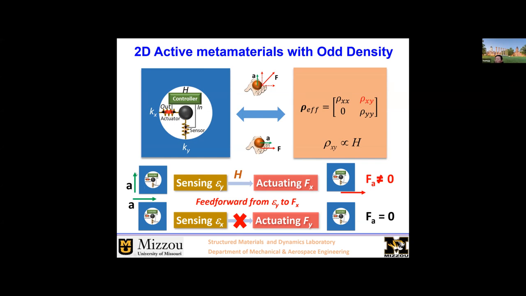So basically, if you move the unit cell, you can generate non-zero force along the horizontal direction. This is the odd behavior: the off-diagonal term rho_xy is not equal to zero, but rho_yx equals zero, because if you do the opposite and send a horizontal motion, we are not generating force in the y direction. Okay, so this is the odd behavior.